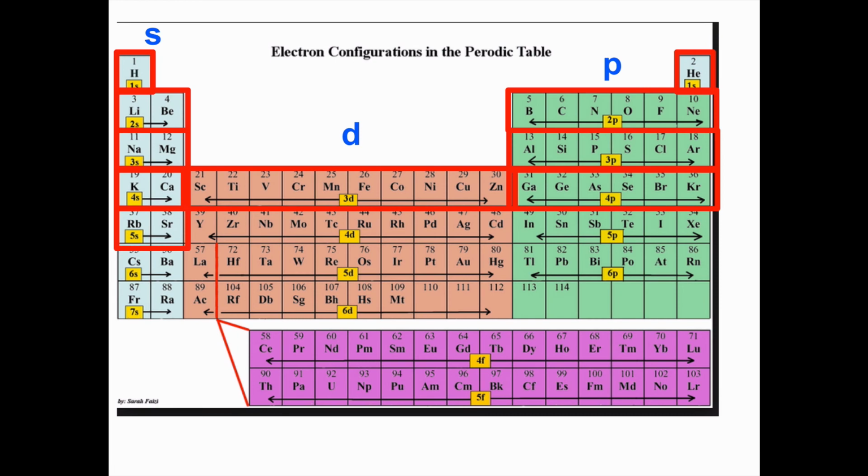So amazing, right? The electron configuration matches the chemical behavior of the elements. So even before we knew where electrons were, we were able to arrange this periodic table, but now it matches up with where the electrons are in the atom.